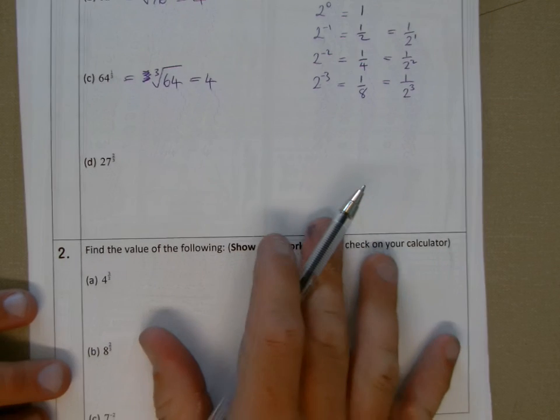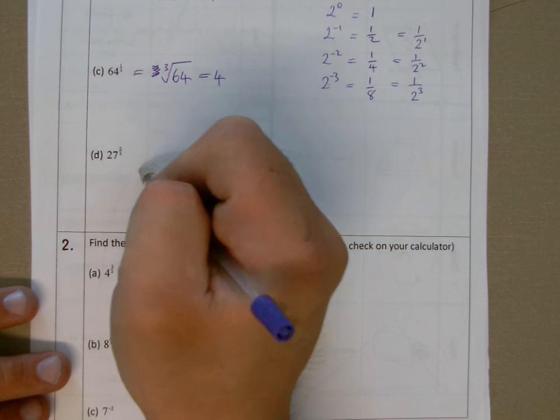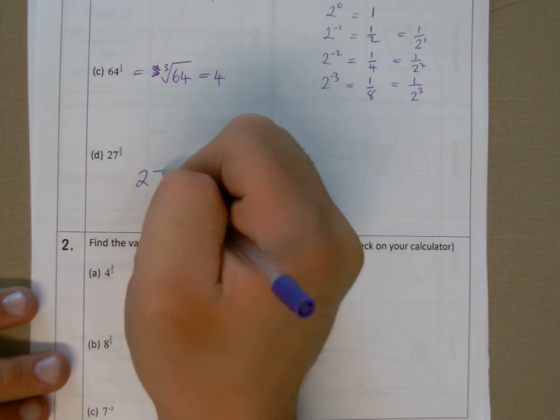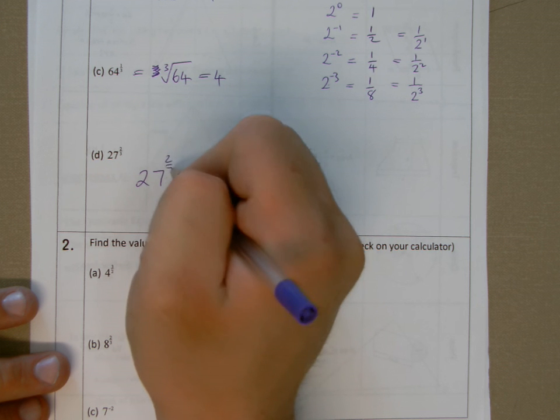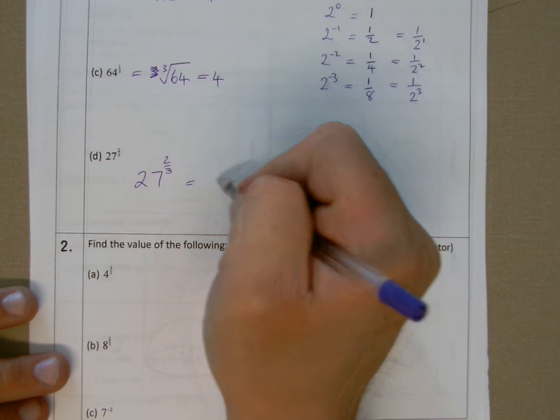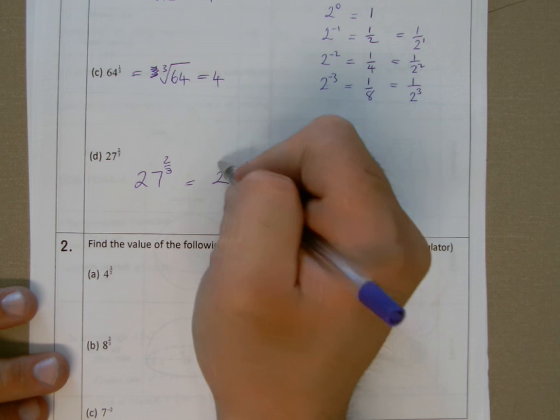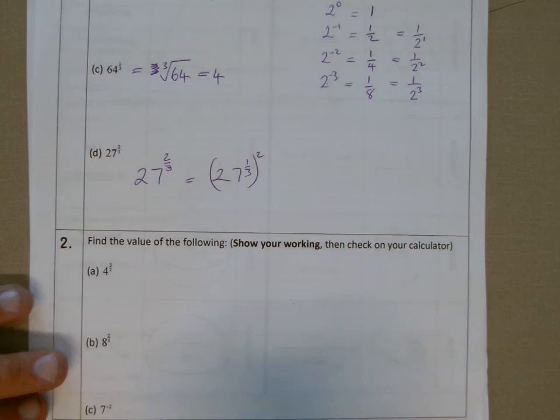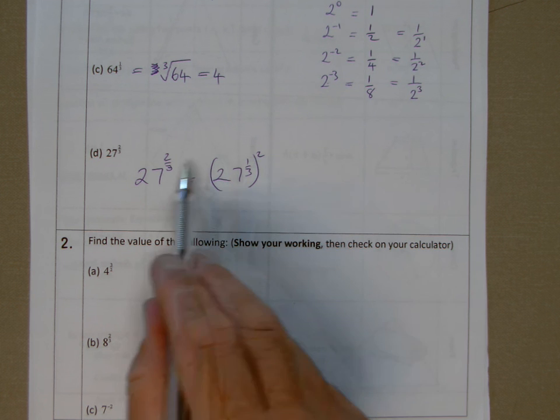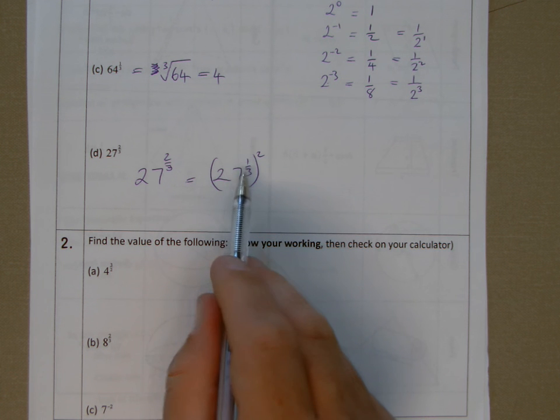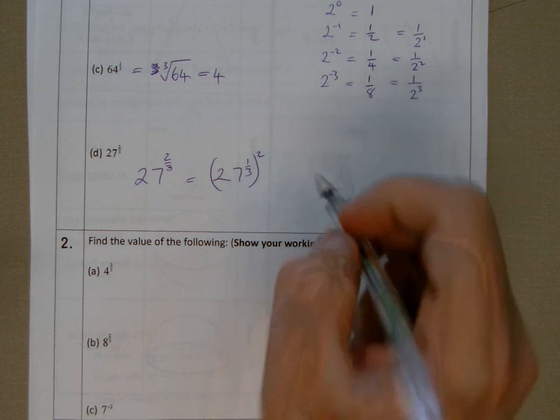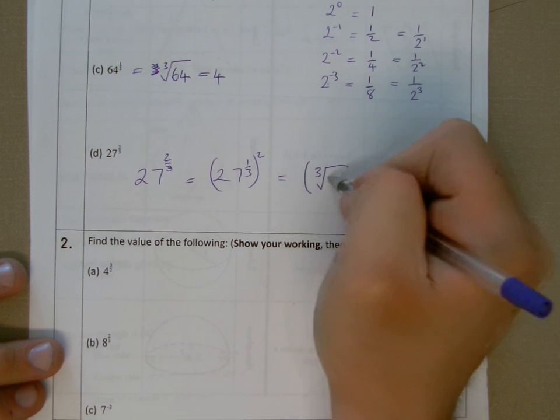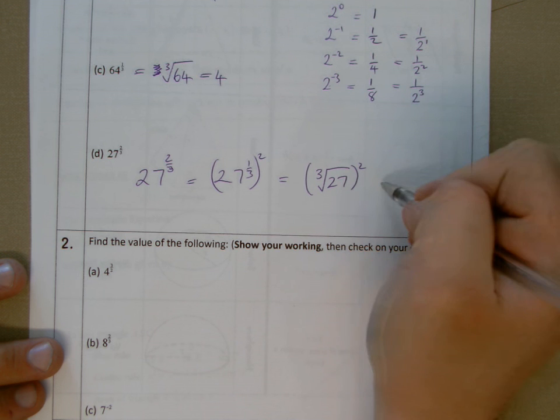Now when it comes to D, 27 to the power 2/3, if you've got 2 on the top of your fraction, that's a bit of a problem. So what I do is rewrite 2/3 as 27 to the power 1/3 in a bracket, and because there's a 2 on the top, I take the power 2 out, and we'll square it later on. Now power 1/3, don't forget, is cube root. So cube root of 27, and then we want to square it.